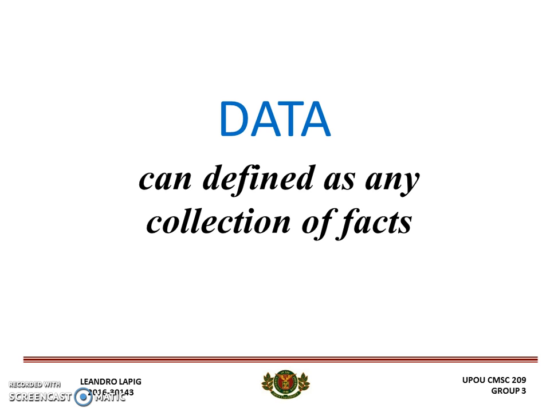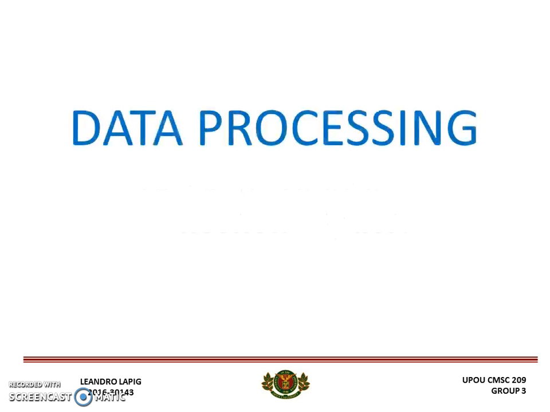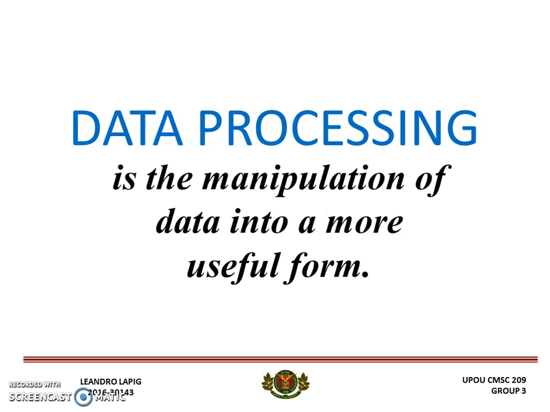Next is data processing. Data processing is the manipulation of data into a more useful form. Data processing includes not only numerical calculations, but also operations such as the classification of data and the transmission of data from one place to another. In general, we assume that these operations are performed by some type of machine or computer, although some of them could also be carried out manually.